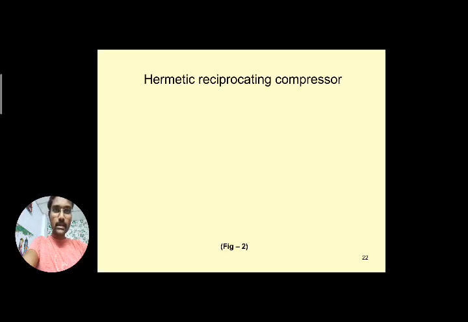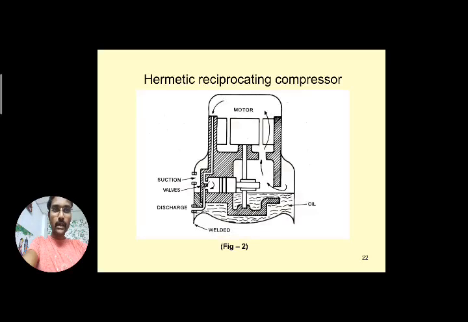Next, we'll discuss the sub-classification. We'll discuss one type, the hermetic reciprocating compressor. As I already told, it is a completely sealed compressor. We have the line diagram of that. You can see the line diagram, so you can observe all the components for a while.